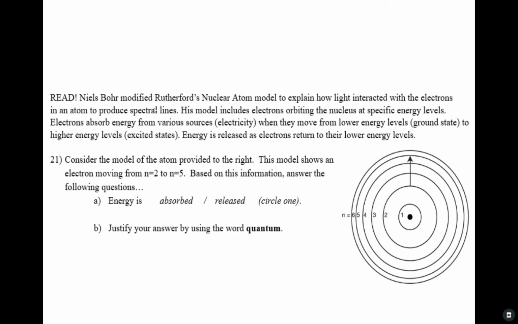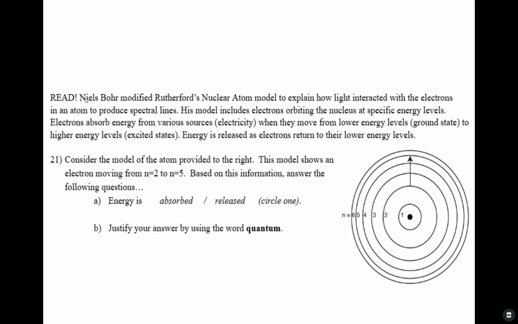Niels Bohr modified Rutherford's nuclear atom model to explain how light interacted with the electrons in an atom to produce spectral lines. His model includes electrons orbiting the nucleus at specific energy levels. Electrons absorb energy from various sources, like electricity or heat. When they move from lower energy levels, the ground state, to higher energy levels, the excited state, energy is released as electrons return to their lower energy levels.